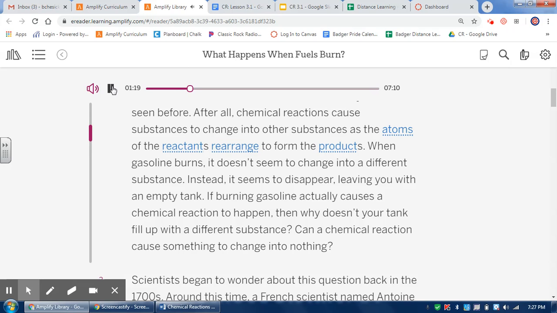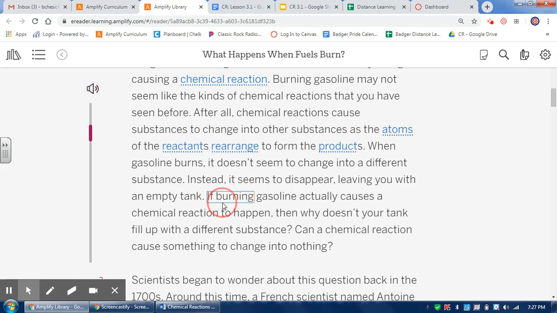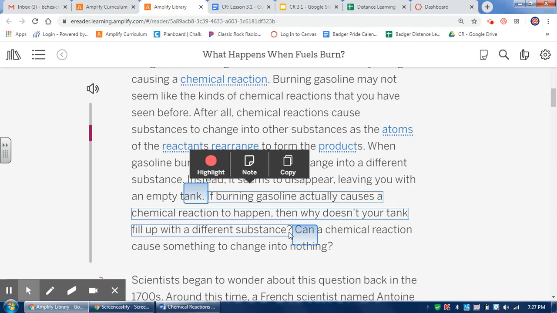If burning gasoline actually causes a chemical reaction to happen, then why doesn't your tank fill up with a different substance? Can a chemical reaction cause something to change into nothing? Okay, I'm going to think about the video that I watched of the paper burning. And what I saw in that picture was that there was a gas that was released. So right here, where the reading said, if burning gasoline actually causes a chemical reaction to happen, then why doesn't your tank fill up with a different substance?